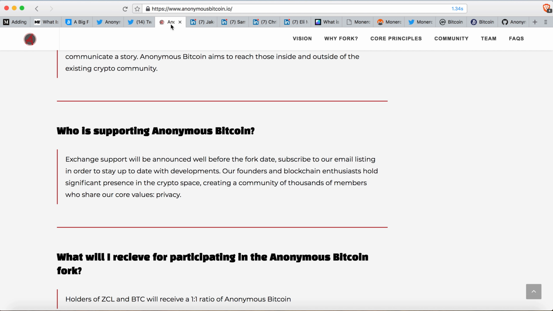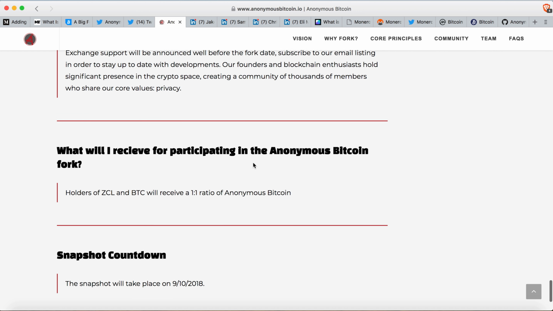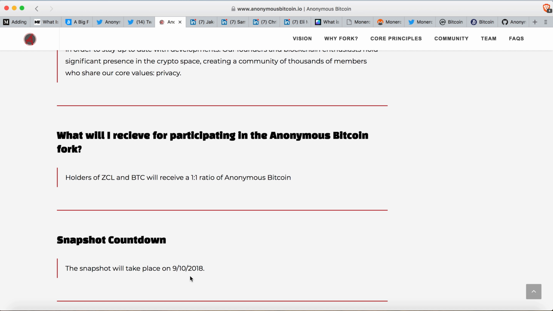So here's the FAQ for this project. Who is supporting the anonymous Bitcoin? Currently they're working with exchanges. They will announce well before the hard fork date. The hard fork date will be September 10, but I saw an article that says September 9. The mainnet is going to launch in August. The holders of Zclassic and Bitcoin will receive a 1-to-1 ratio of anonymous Bitcoin.